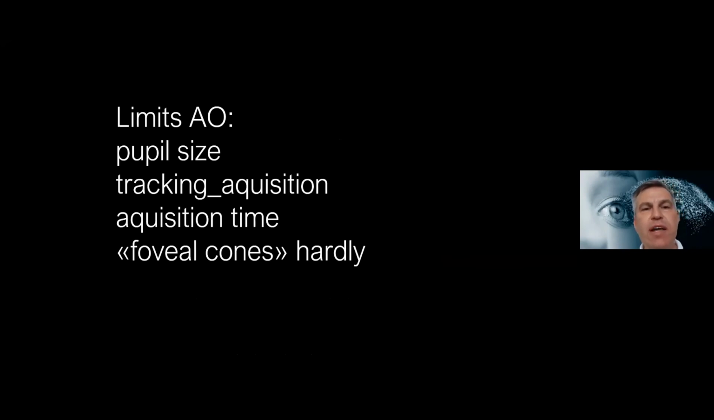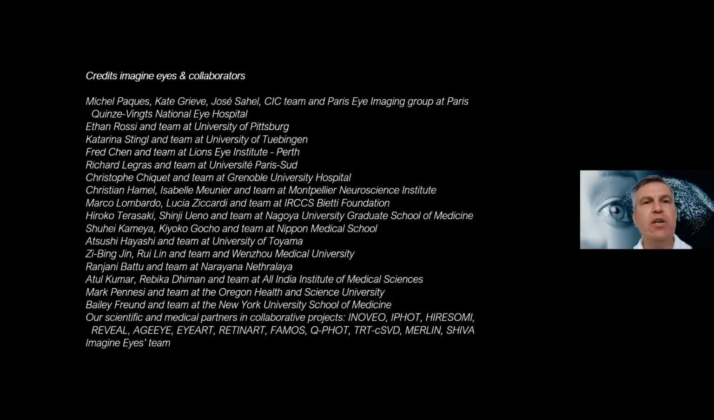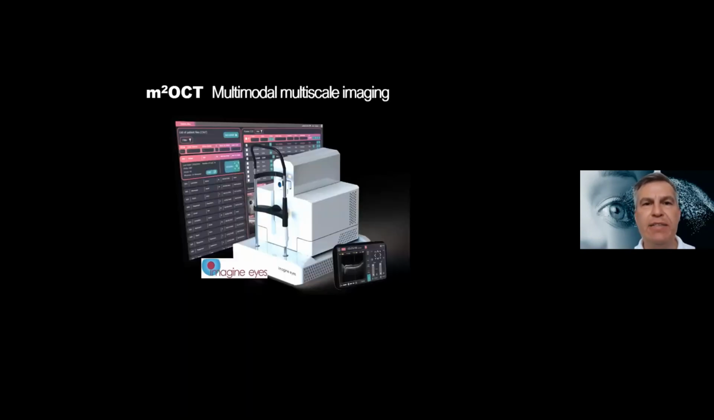So limits, you need a large pupil. Tracking is sometimes difficult. It's not an easy to use machine, and the foveal cones are hard to display. The credits go now to these collaborators who have contributed with these images, and also a big thank you to Imagine Eyes who have helped to prepare these slides.